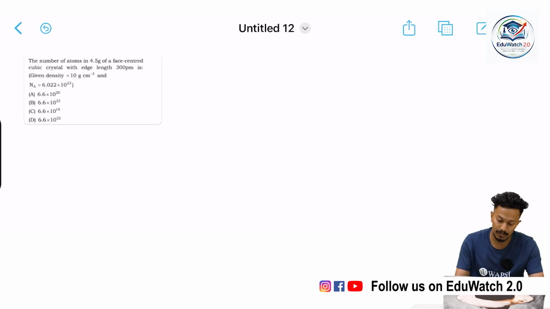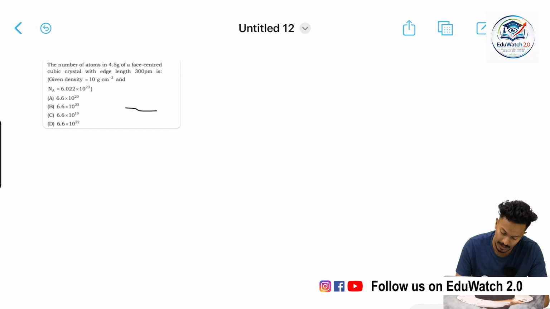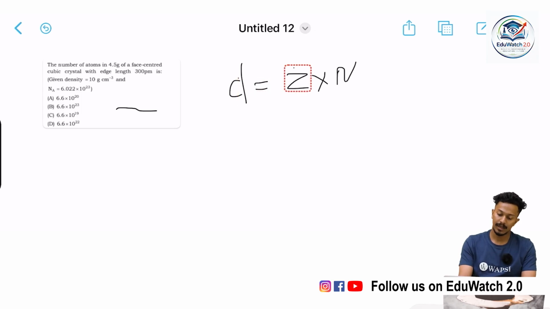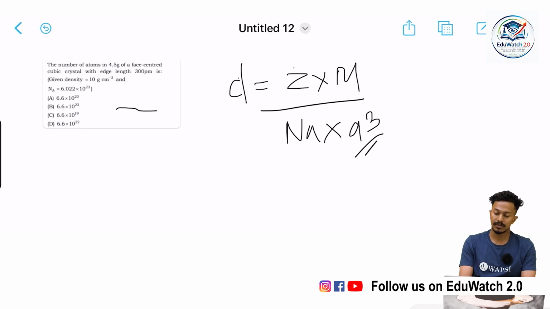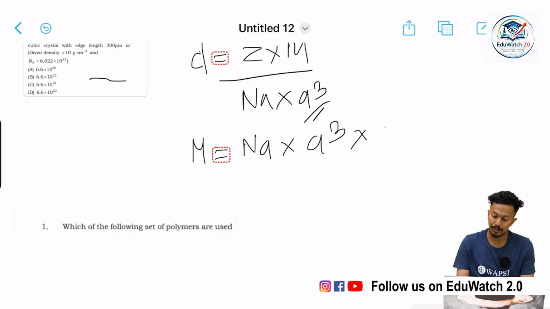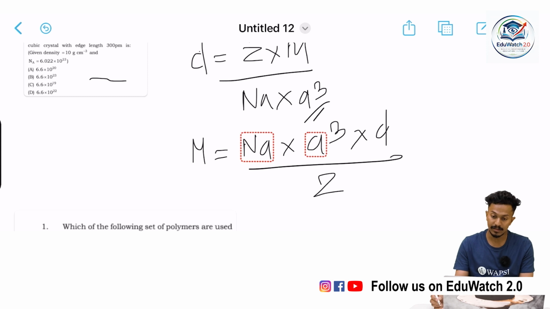We can know what is the density equation in this situation. We have D is equal to ZM divided by Na into a cube. Here a is in picometer. So with this we could say that M is equal to Na into a cube into density divided by Z.